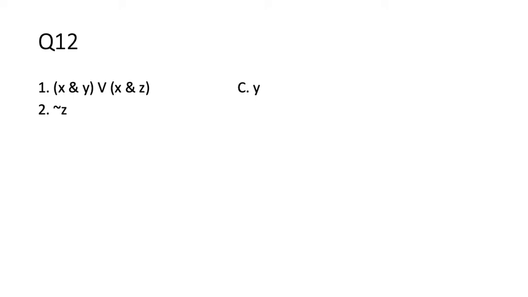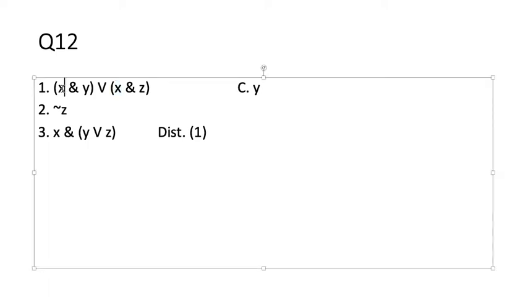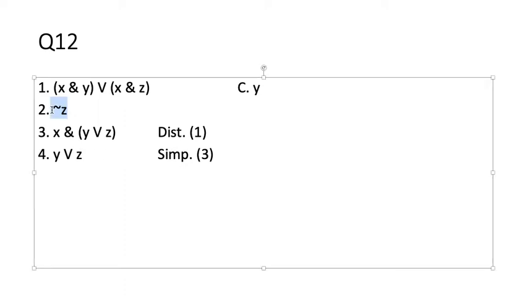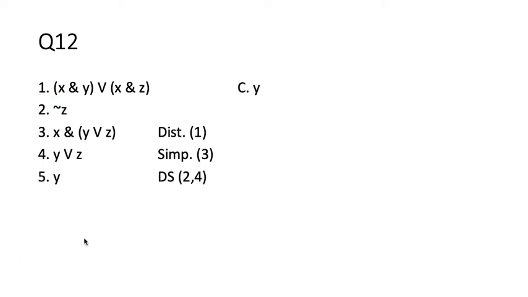All right, question 12. What am I going to do here? Well, I think I'm just going to do distribution on line 1. That just strikes me as a possible move I can make, so I may as well do it. Okay, I have this X here and here, so that means I can do distribution. So I'm going to turn this disjunction into this conjunction, and that's really nice because now I can simplify that conjunction. Simplify line 3 to get Y or Z on its own, and look at what I have on line 2, I have not Z. So again, I can do disjunctive syllogism on 2 and 4 to get Y.